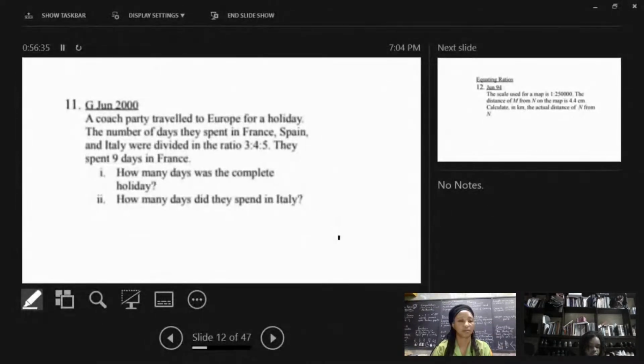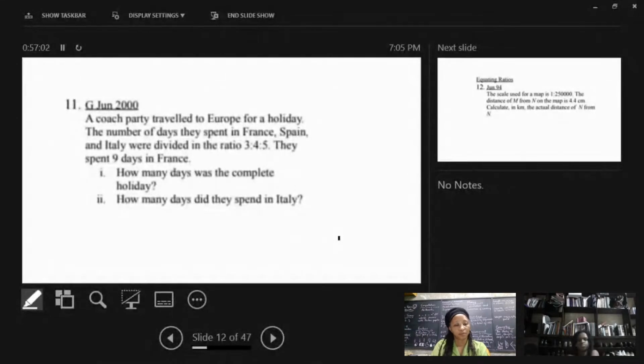Number 11. A coach party traveled to Europe for a holiday. The number of days they spent in France, Spain, and Italy were divided in the ratio 3 to 4 to 5. They spent 9 days in France. I. How many days was the complete holiday? I. How many days did they spend in Italy?